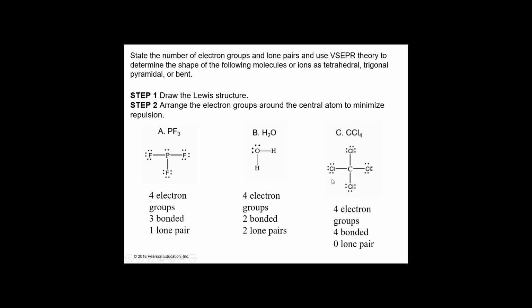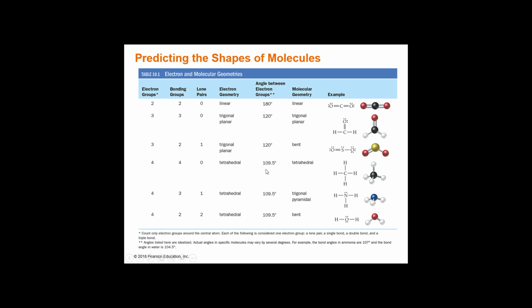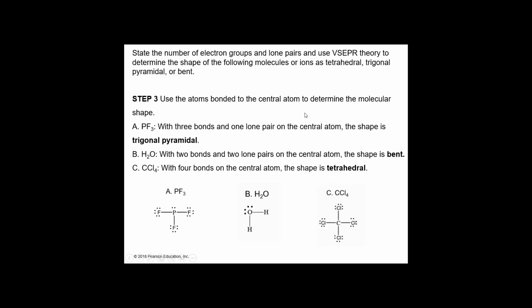And then we have, and these are honestly the easiest. When you see that there's 4 bonds, they're tetrahedral. It doesn't matter what they're attached to. If they've got 4 bonds and no lone pair, they're tetrahedral. So 4 electron groups, 4 bonded, 0 lone pair. When they don't have lone pairs, they're a lot easier to figure out. So here is a chart. We're going to pretend we looked at it, and we're going to write down what we did.